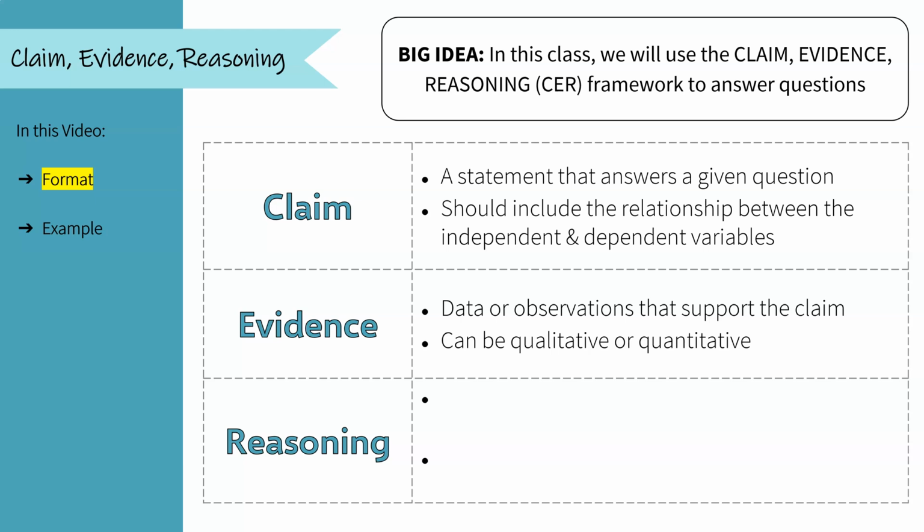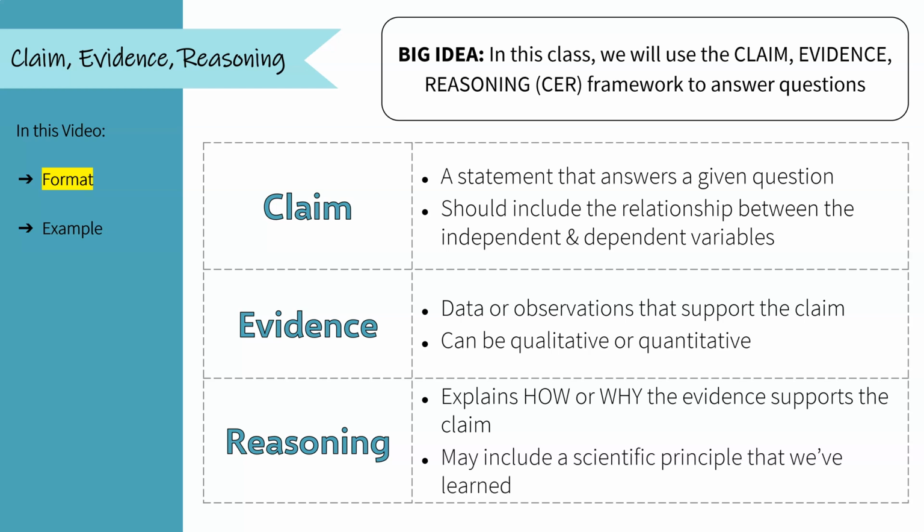Finally, we want to explain to our reader why our evidence supports our claim, and that's what we'll do in our reasoning. We'll answer the question how or why the evidence that we chose backs up our claim. Sometimes we'll want to bring in scientific principles or things that we've learned in class. This might be mathematical formulas, it might be theories. Your reasoning can take a number of different approaches. Your reasoning is also probably the longest piece of this CER format because you're really going to want to show your thinking in your words.